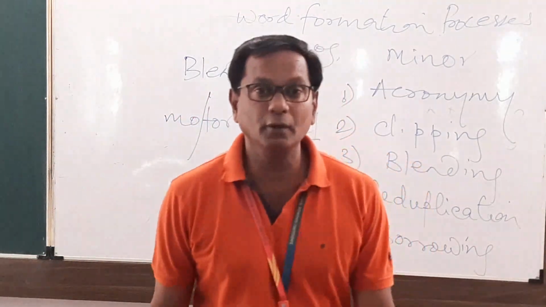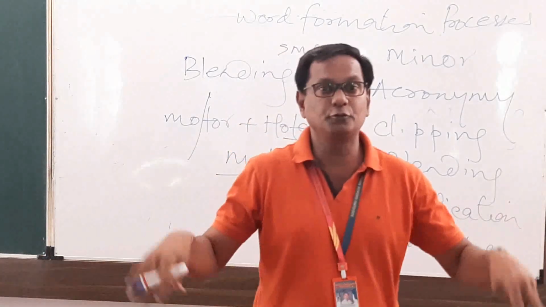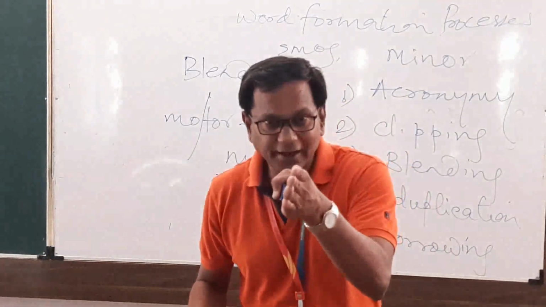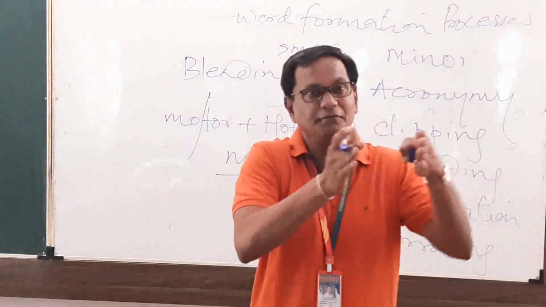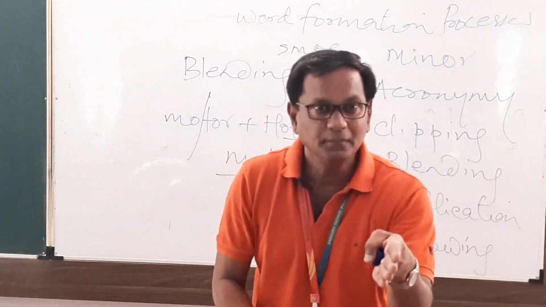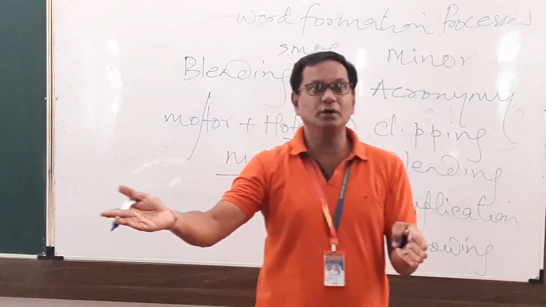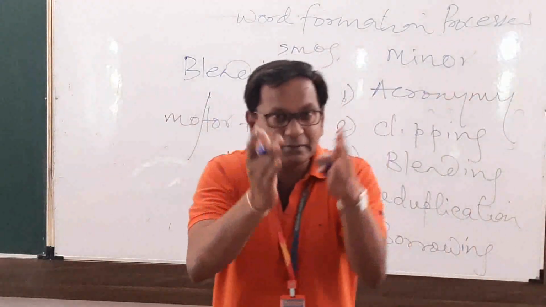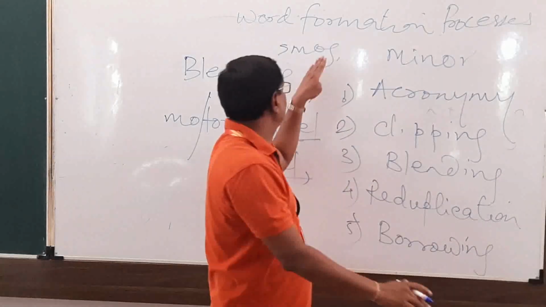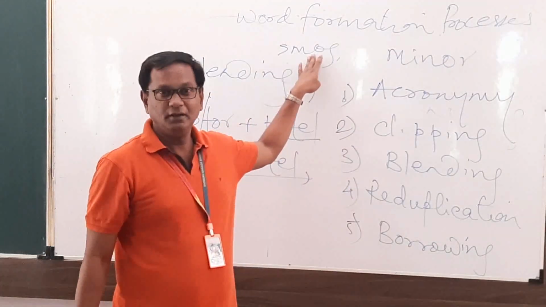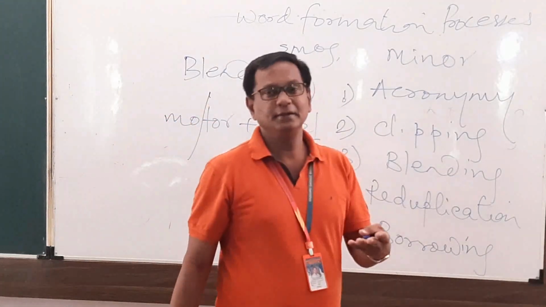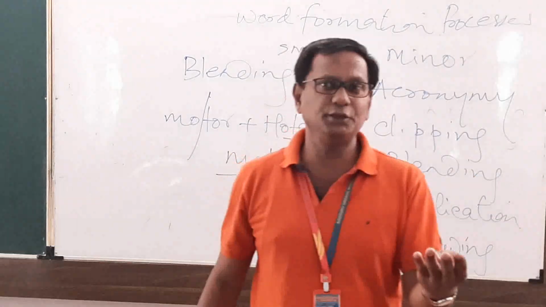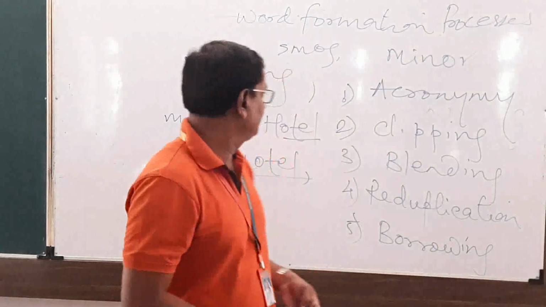Smog is also an example of a blend word that is formed of two bases, smoke and fog. The first part of the first word, smoke, and the last part of the next word, fog, are blended with each other, and we get the word smog. We have edutainment, we have infotainment, so n number of examples we use in our day-to-day life.